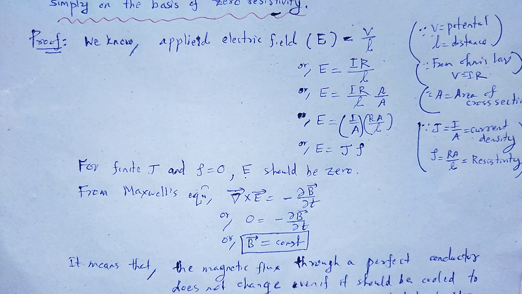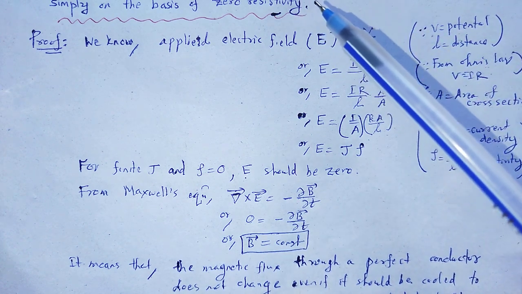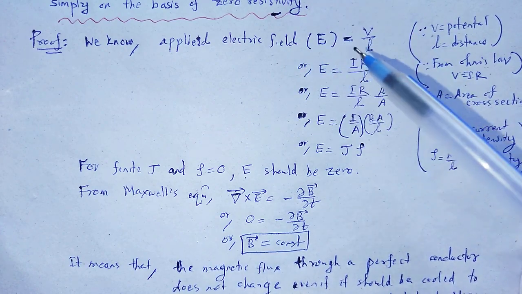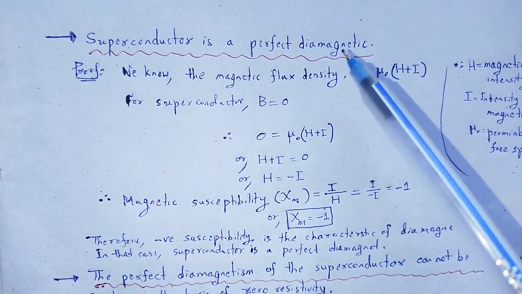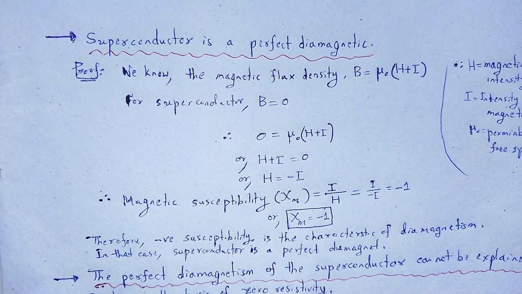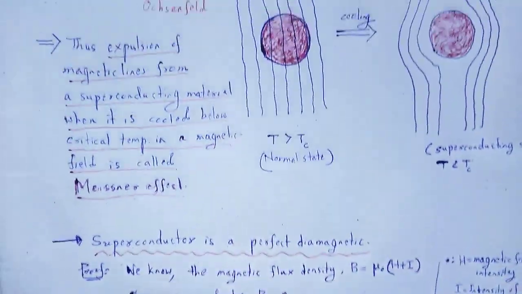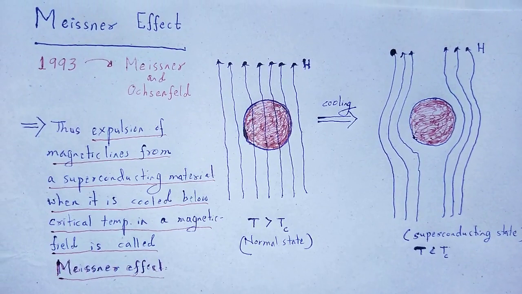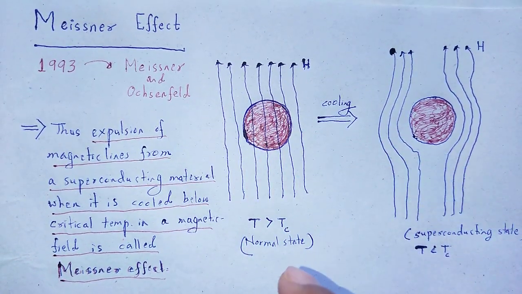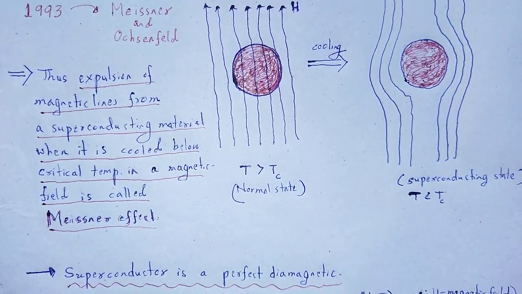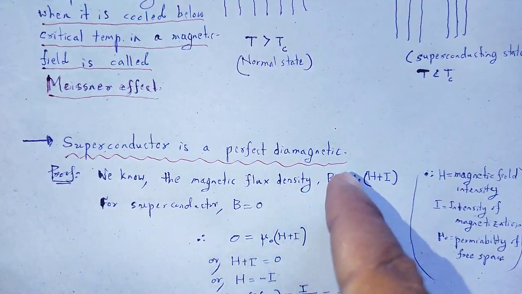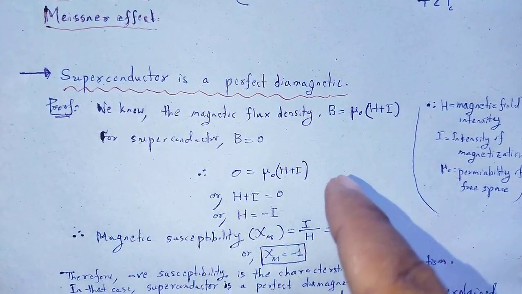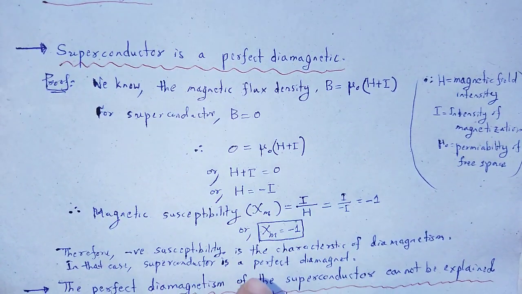Zero resistivity and perfect diamagnetism, these two are independent of each other. So with the help of this video lecture you understand two aspects of the Meissner effect. One is that a superconductor is a perfect diamagnet. We saw how a superconductor is a perfect diamagnet.